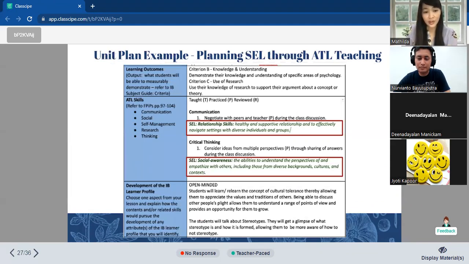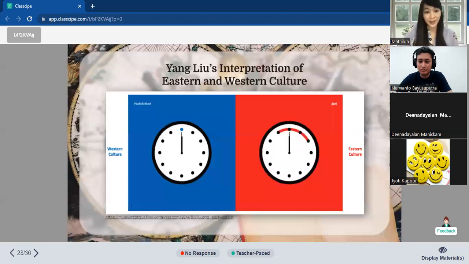I can also teach relationship skill and also social awareness skill, because I have found the link between those two ATL skills and those two SEL skills. And then I put it in my planning because I want to teach it. I intentionally teach it. So I want it to be explicit in my lesson plan as well as when I'm in the classroom. Okay, so perhaps we can move to the last slide.